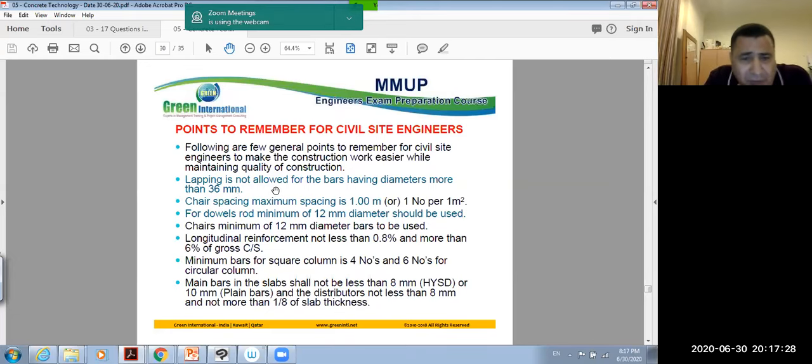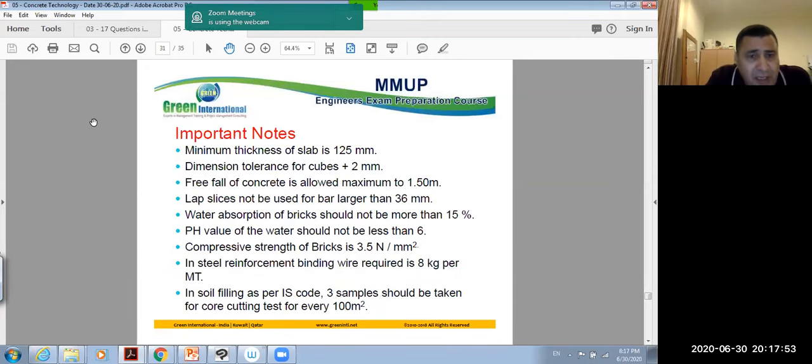Lapping is not allowed for bars having diameters more than 36 mm. Longitudinal reinforcement not less than 0.8%. Minimum bars for square columns, and so on; minimum bars for slabs, and so on. All this type of knowledge, read it one time, two times, everything will be okay. Important note: minimum thickness of slab is 125 mm. All this information is in QCS 2014, concrete section. Dimension tolerance of tube, plus minus, guys, minus is missing.